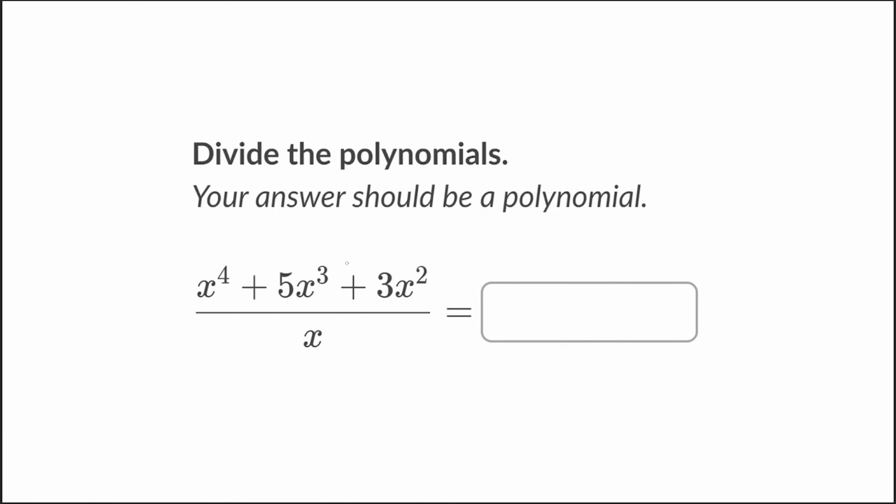Okay. So we have x to the 4th plus 5x cubed plus 3x squared, all divided by x. Okay, not too bad at all. So we're going to write down the first term in the numerator and divide it by the denominator. Then, at least how I like to look at terms, let's circle them, right? So it'll be easier to understand.